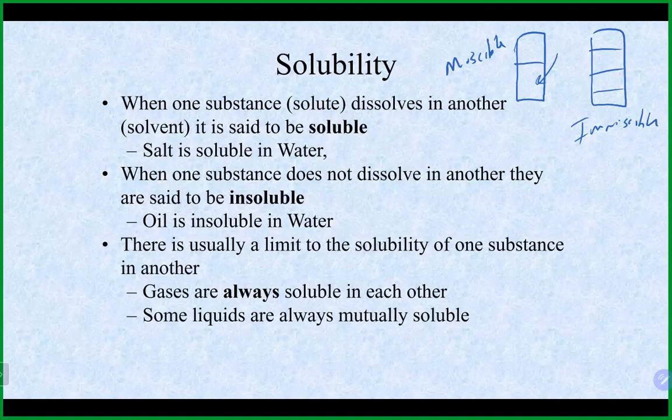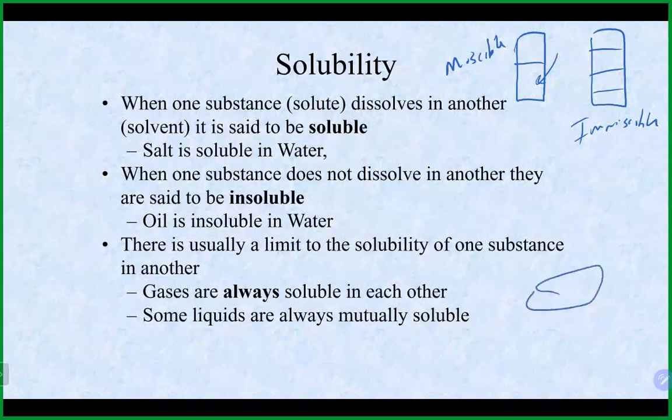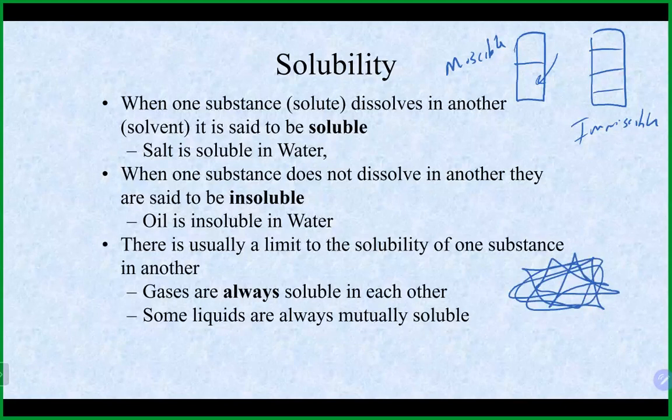There is usually a limit to the solubility of one substance in another. Gases are always soluble in each other, and the reason is they are flying around, which means they are constantly mixing, which means they are soluble in each other. Some liquids are also always miscible in one another, and that is things that are polar and polar, or non-polar and non-polar, together will always be soluble in one another.